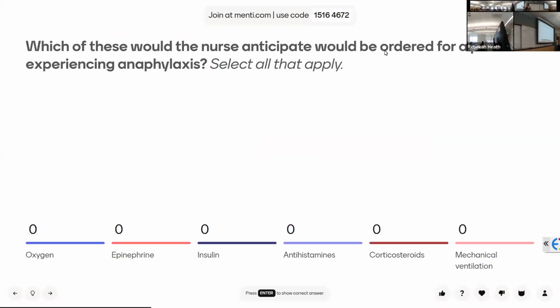Let's go to this next question. Oh, did I just give you all the answers? I probably did, but let's go ahead and answer them anyway. Which of these would the nurse anticipate being ordered for a patient who's experiencing anaphylaxis?